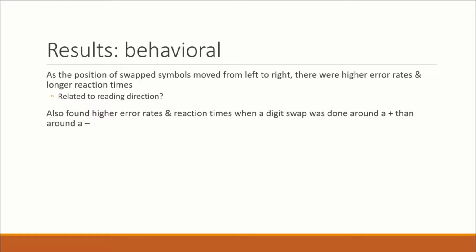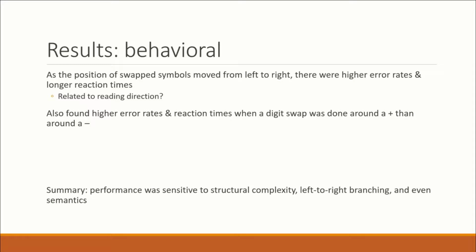The researchers also found higher error rates and reaction times when a digit swap was done around a plus operator than around a minus operator. They guessed that this could be because addition is a commutative operation and subtraction is not, and because of that, participants may not pay as much attention to the ordering of the digits that surround the plus sign. To summarize, participants' performance was sensitive to the structural complexity of expressions as well as their left-to-right branching, and even the semantics of the plus or minus operators that they contained.